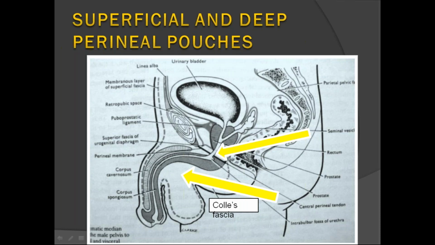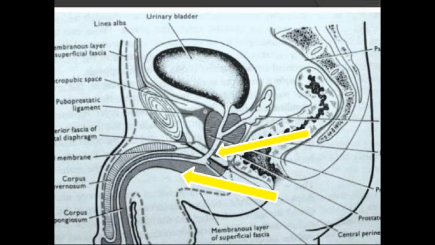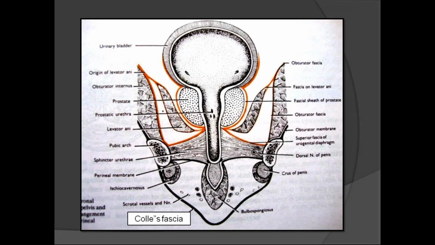In this diagram, this is the perineal membrane. Below this, the superficial perineal pouch. Above this, the deep perineal pouch. This yellow dotted line represents the perineal membrane. This is the coronal section of the perineum seen from anterior view.